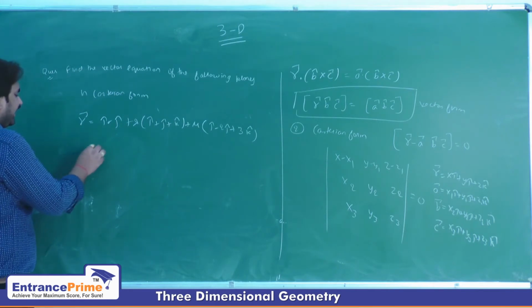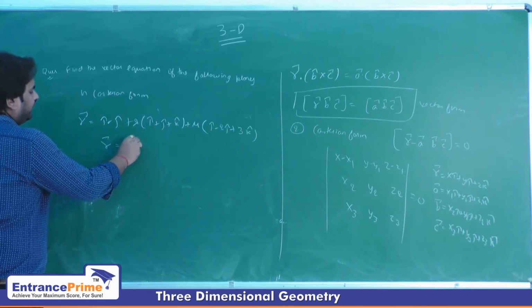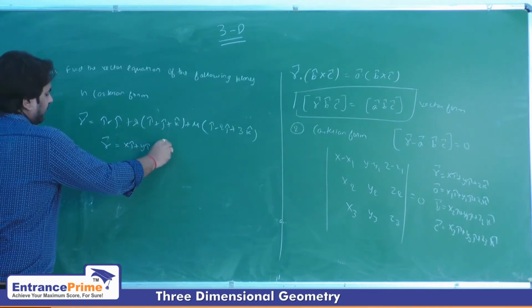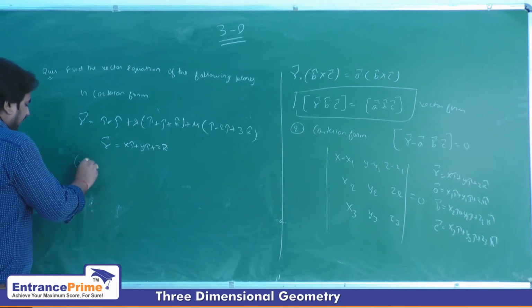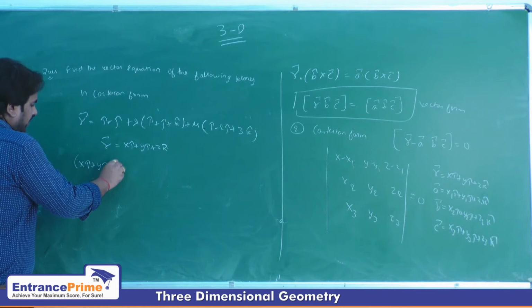Now we will write it like this. You know that R vector is what? xi cap plus yj cap plus zk cap. You know this thing that r vector is equal to xi cap plus yj cap plus zk cap. So it will become xi cap plus yj cap plus zk cap.